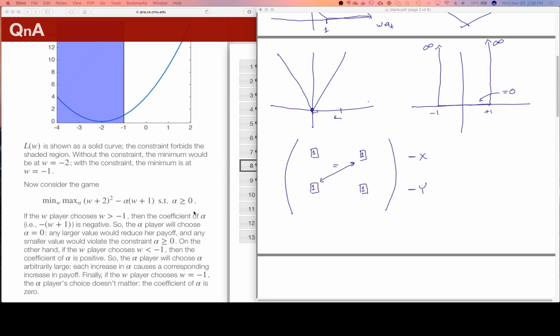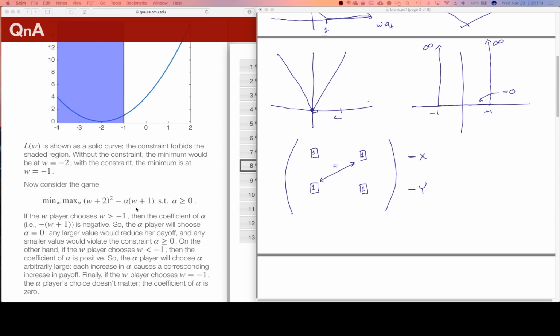So on the other hand, suppose that you set w to be something over on this side. Let's say you set w to 0. Then w plus 1 is 1, negate that, minus 1. And alpha will have a negative coefficient, so you'll want to make alpha as small as possible. The smallest you can make alpha is 0. And so this whole term is going to drop out. And then if you set w, for completeness, equal to minus 1, then this is 0, and this term drops out, and you don't care how you set alpha.